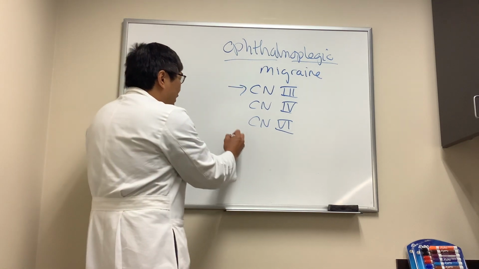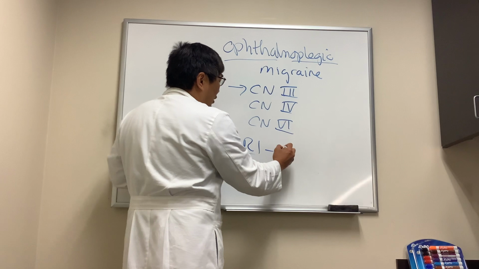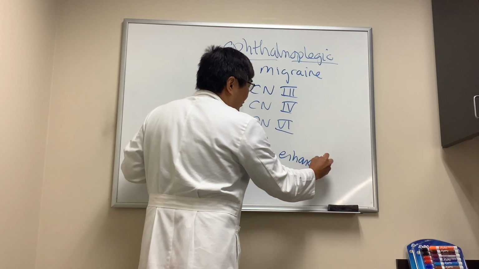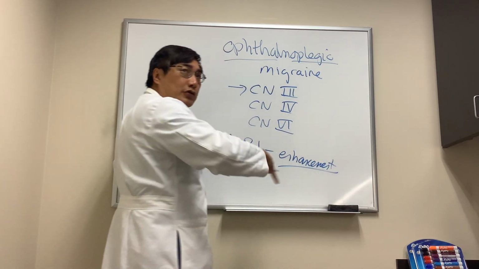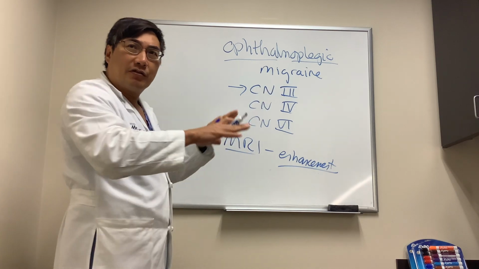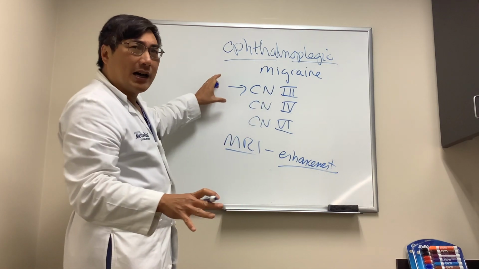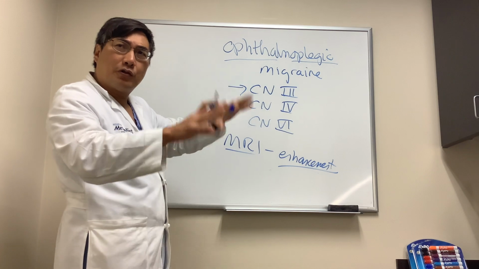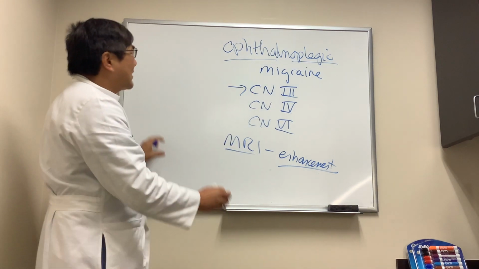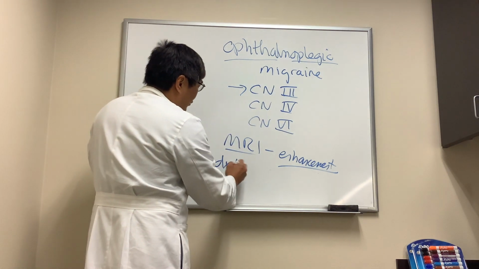The radiographic feature on MR sometimes shows enhancement of the involved cranial nerve, and then that enhancement goes away. But there really shouldn't be any other neurologic finding. You have to work it up, make sure it's not an aneurysm or a tumor or some other cause. It's kind of a diagnosis of exclusion.